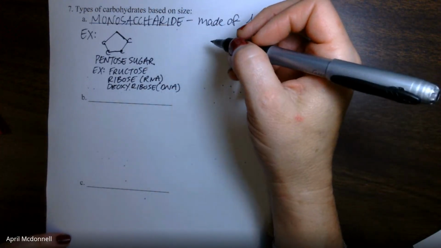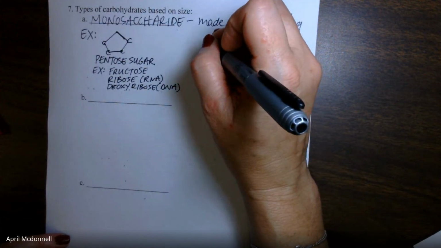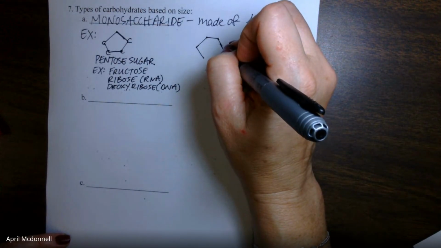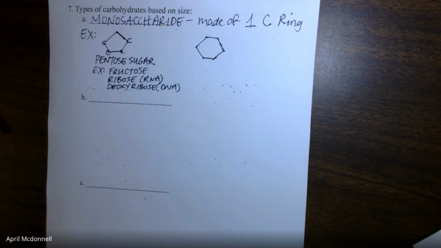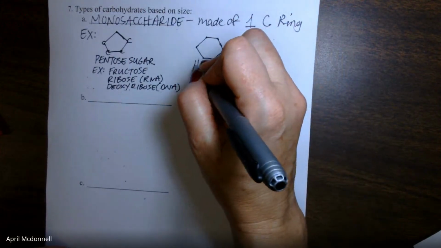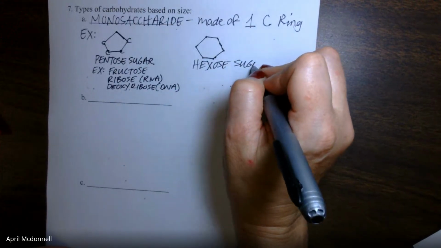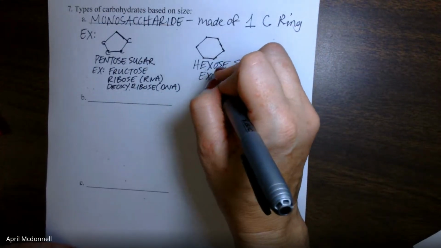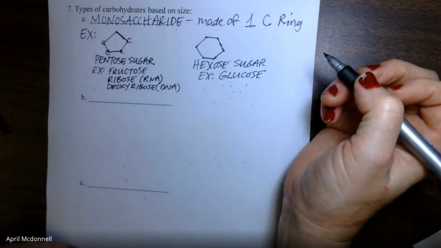Let's draw another example of a monosaccharide. I'm going to draw a hexagon shape. Since this sugar is a 6-sided shape, we're going to call this a hexose sugar. One example of a hexose sugar is going to be called glucose.